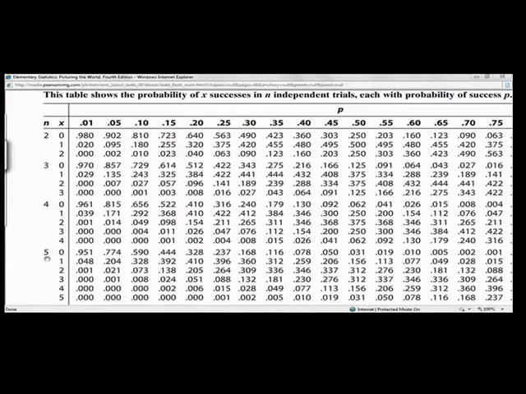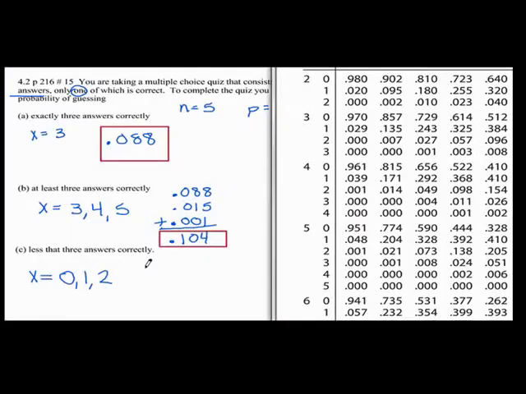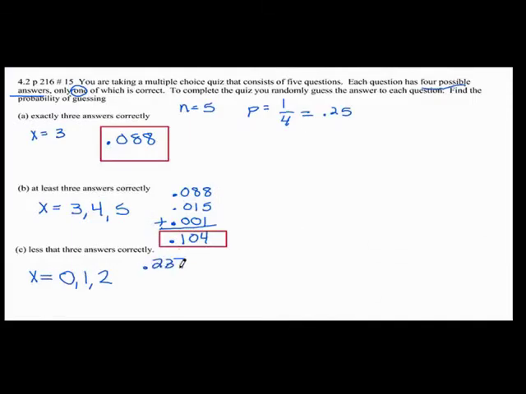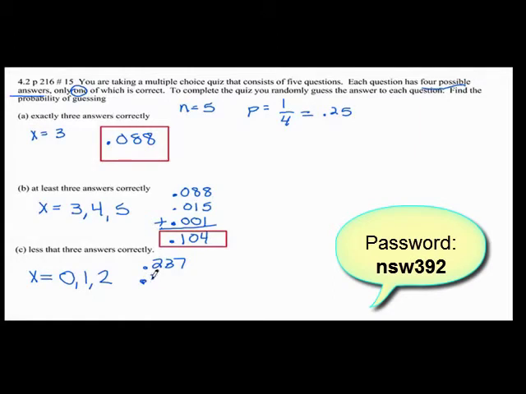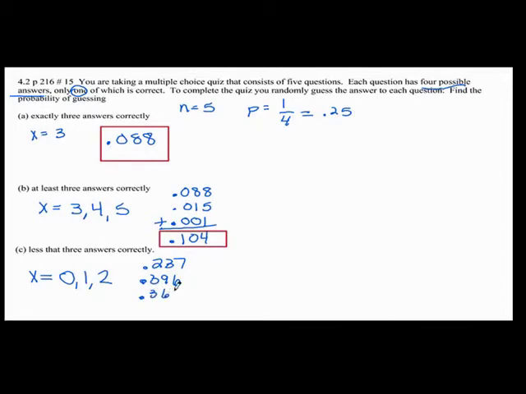So we've got N equals 5 and P is 0.25. We're looking at X is 0, which will give us 0.237. X is 1, which will give us 0.396, and X is 2, which is 0.264. And we're going to add those together. 0.237 plus 0.396 plus 0.264. And so when you do add those together, you get 0.897.